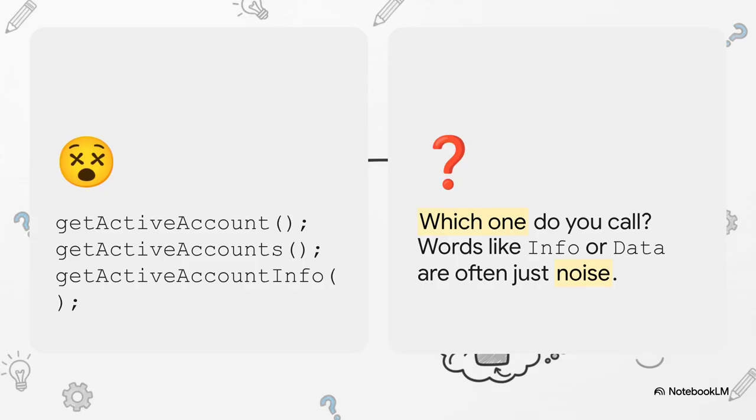Next trap, meaningless distinctions. Okay, picture this. You need to get an active account. You start typing and your autocomplete pops up with these 3 options. Which one do you call? What's the actual difference between them? Words like info and data are often just noise. If you're going to make names different, make sure that difference communicates a real, meaningful change in what they do.